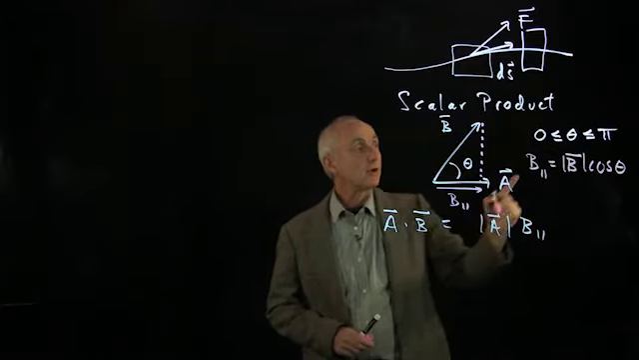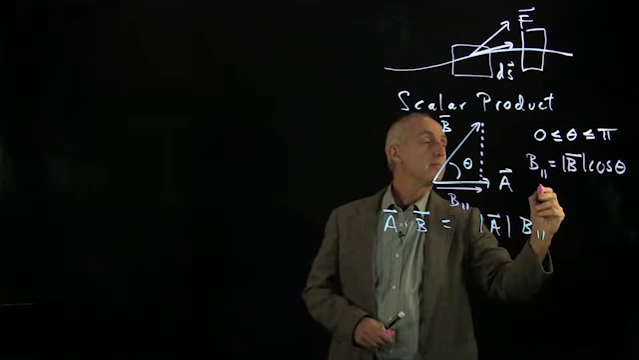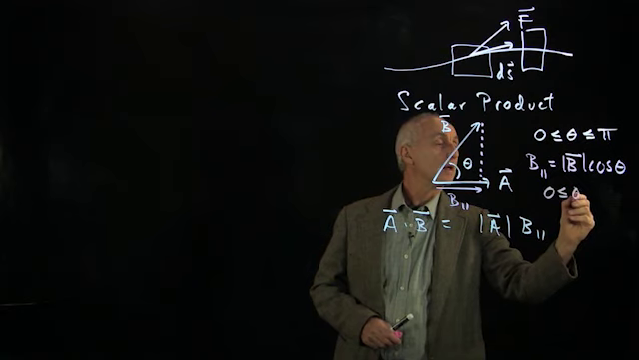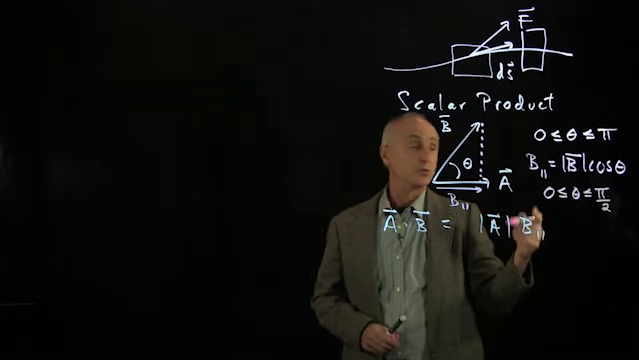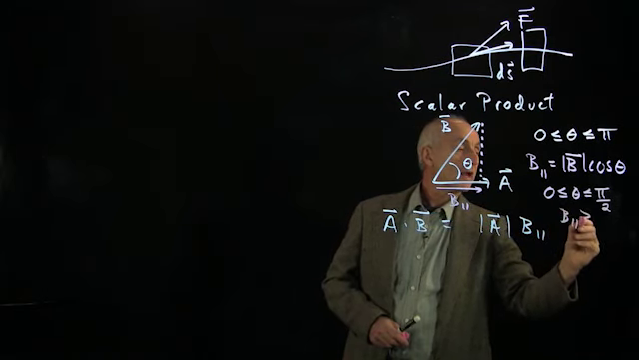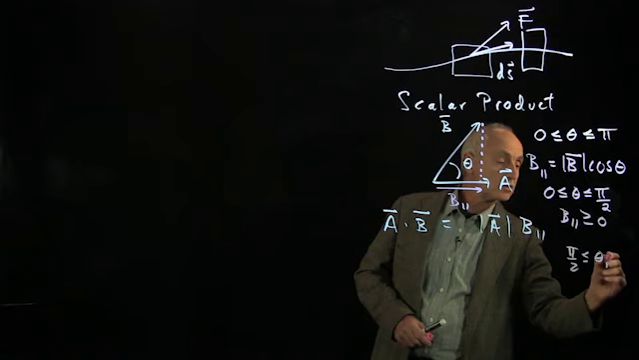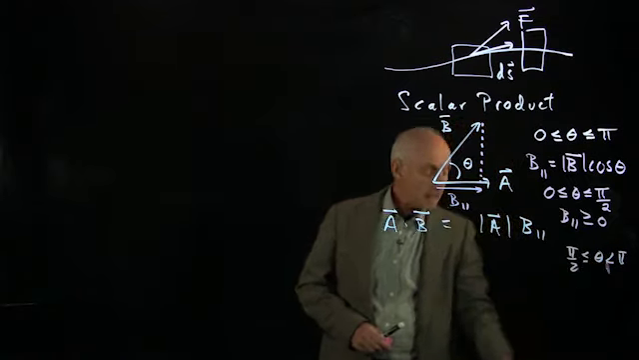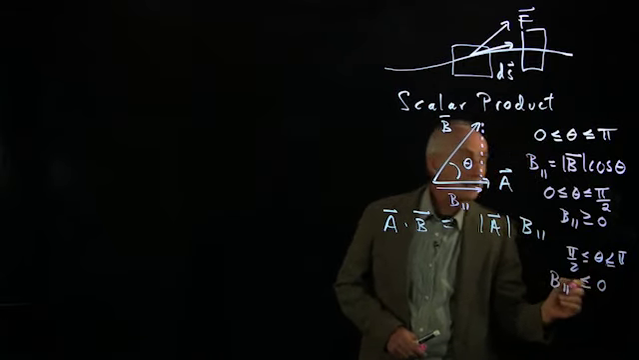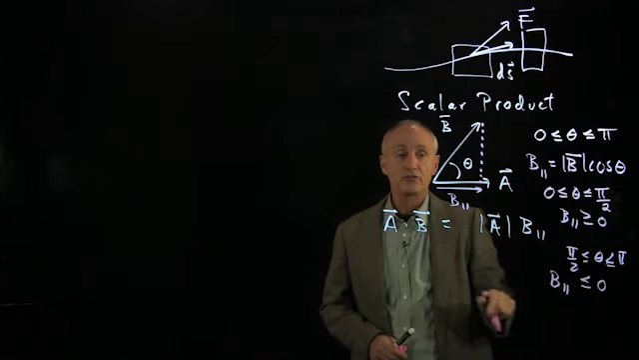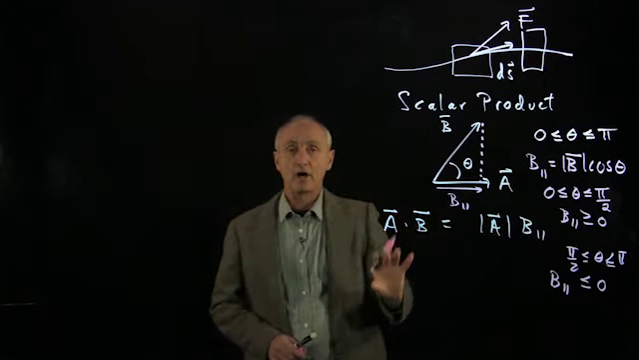of theta. Now, remember, theta is going from 0 to pi, so this quantity, B parallel, can be both positive or negative. If theta is between 0 and pi over 2, then in that range, the cosine goes from 1 to 0, and B parallel will be greater than or equal to 0. If theta is going from pi over 2 to pi, then B parallel is less than or equal to 0. And in particular, at the value pi over 2, B parallel is 0, because when theta is pi over 2, the B vector is completely perpendicular to A. And this is what we're going to define to be the scalar product.